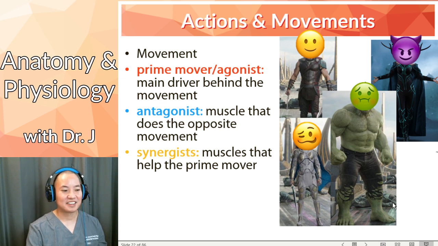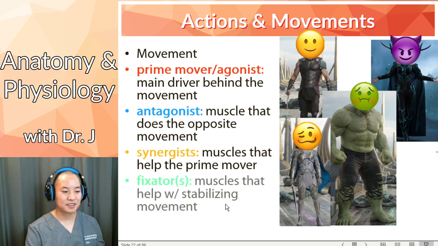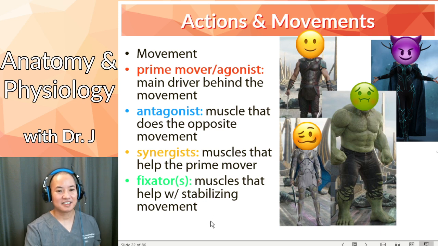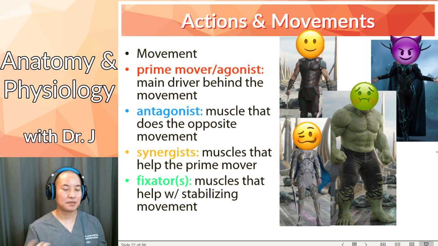These are general categories and definitions regarding certain joint movements. And then fixators. These are muscles that help with stabilizing the movement. Fixators are often isometrically contracting, because they're not actually changing in length, and not causing a change in angle. But does that mean they're not important? Fixators are important because they help increase the efficiency of the overall movement.